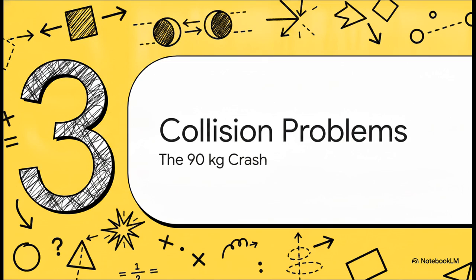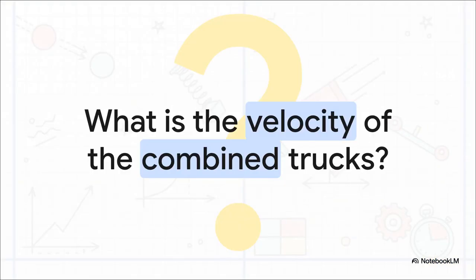All right, let's actually solve a collision problem together. The 90 kilogram crash. Let's treat this like a puzzle we need to solve. What happens when a 60 kilogram truck traveling at 3 meters per second collides with and joins a stationary 30 kilogram truck? What is the common velocity of these two trucks after they crash and stick together?